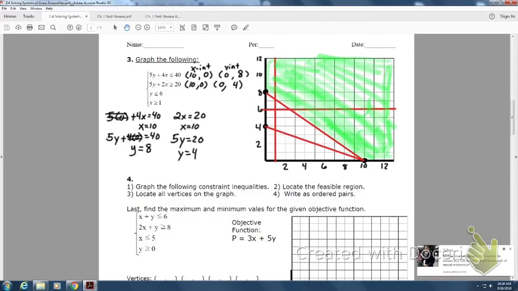Alright, the next one, I have my 10, 0 line, which is this one. That sign is greater than, so now I'm going to shade on which side? Below. So I'm going to shade below this line right here.